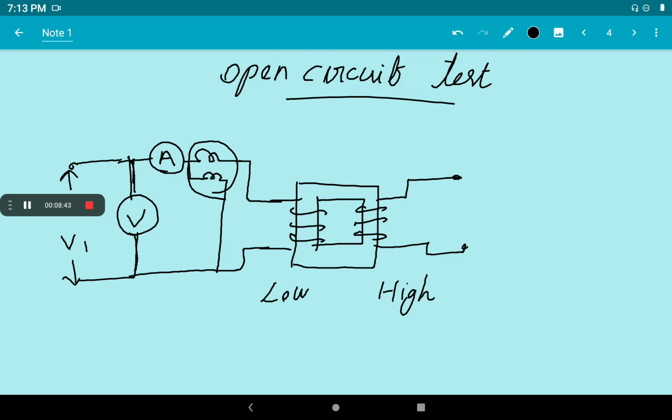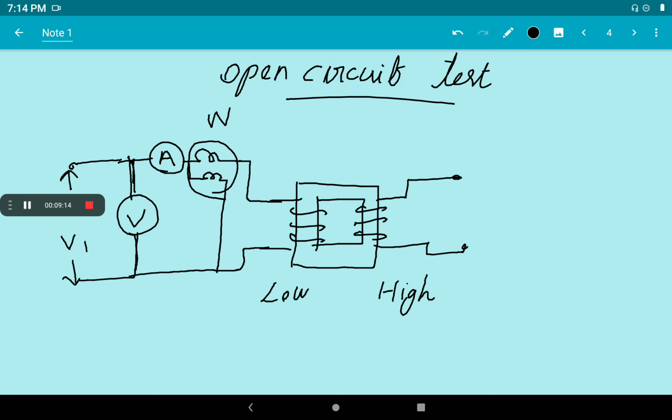These are the open circuit readings. To measure the current we use an ammeter with a particular rating, a voltmeter to measure the voltage applied to the winding, and a wattmeter to measure the power taken by the transformer at no load. The power can be obtained from the wattmeter W. The high voltage winding is kept open, and there is no load on the secondary side.